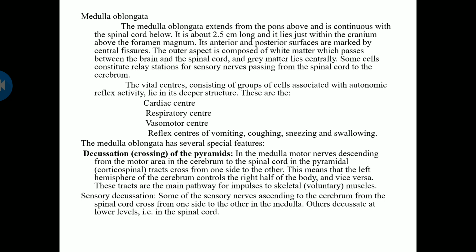Then sensory decussation. Some of the sensory nerves ascending to the cerebrum from the spinal cord cross from one side to another, while others decussate at the lower levels of the spinal cord. Certain sensory nerves also will cross over at the medulla oblongata, and the remaining sensory nerves will cross over at your spinal cord itself.